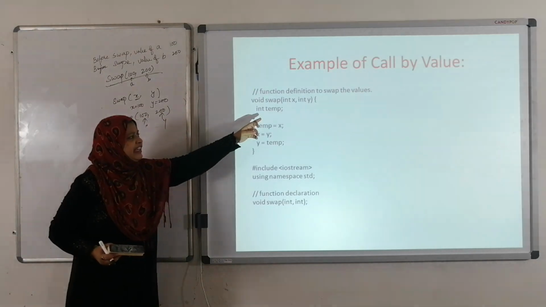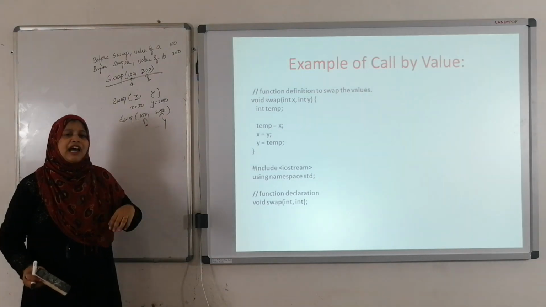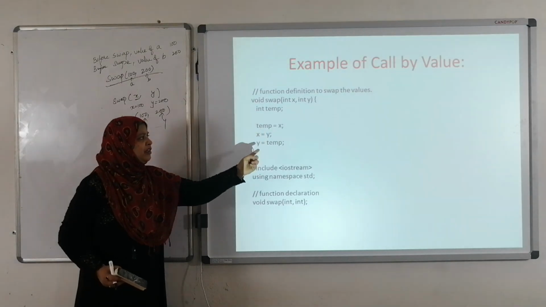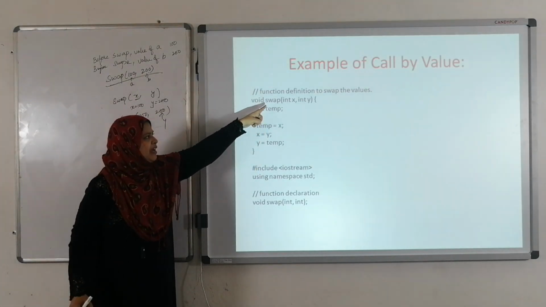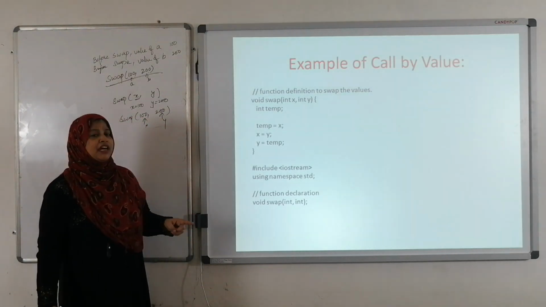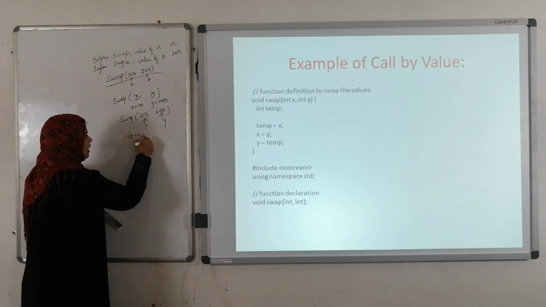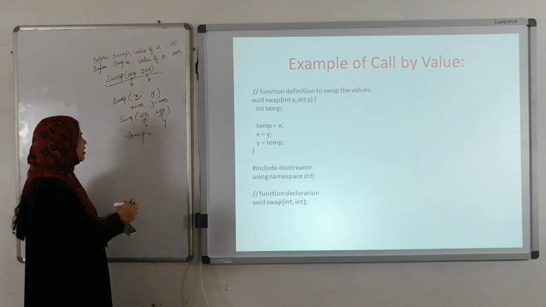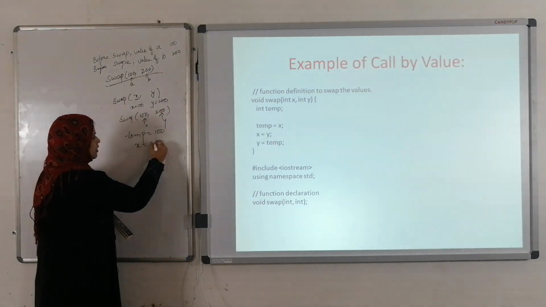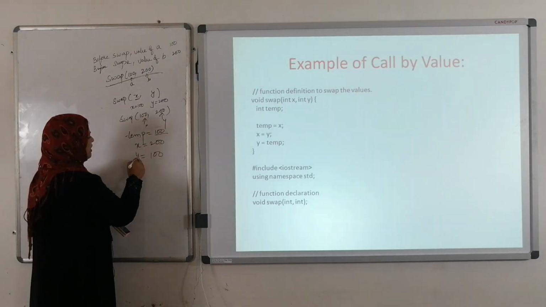Now the temporary variable is local to the swap function, whereas a comma b are local to the main function. The temp variable, x variable and y variable are local to the swap function. This swap function is known as the called function. The parameters present in the called function are known as the formal parameters. Now temp equals x. What is the value of x here? 100. x equals y. What is the value of y? 200. y equals temp. The temp value is 100. Now see here, x is 200, y is 100.